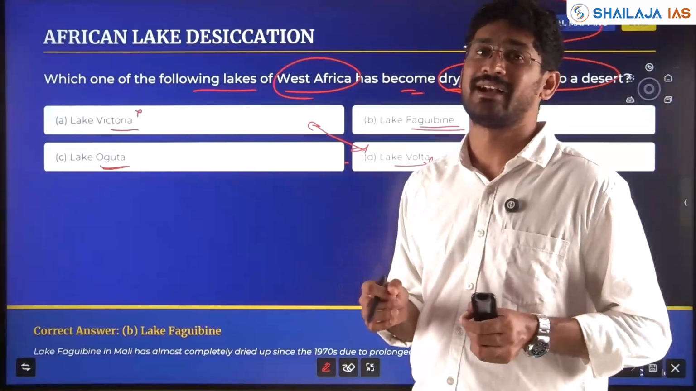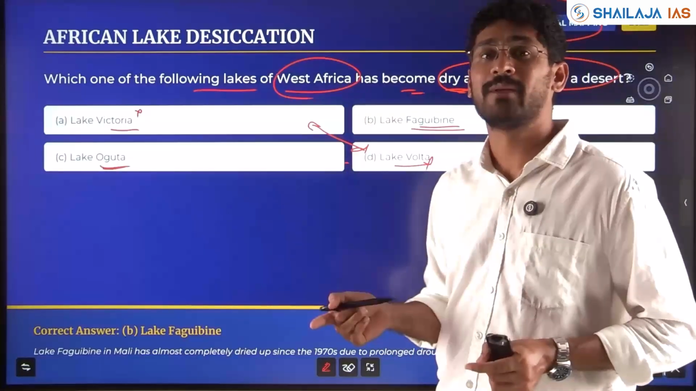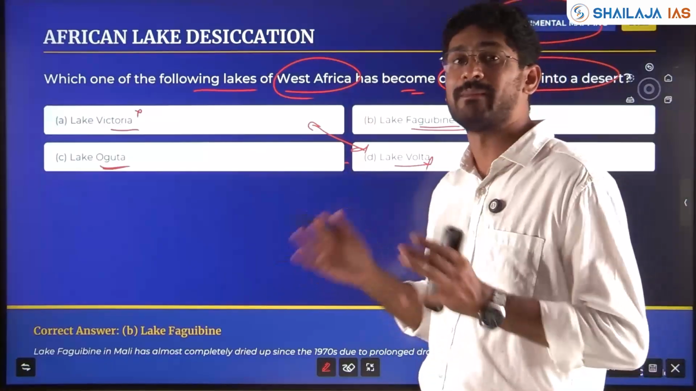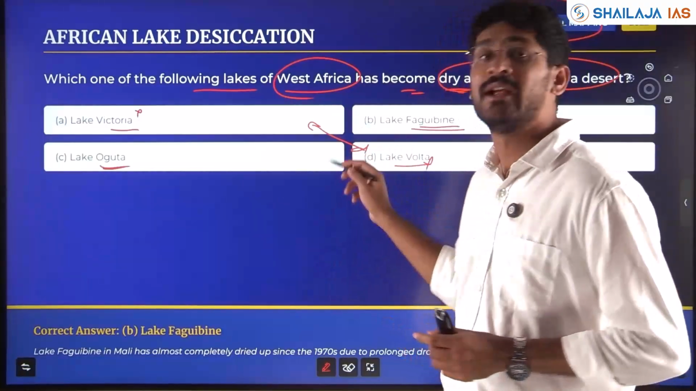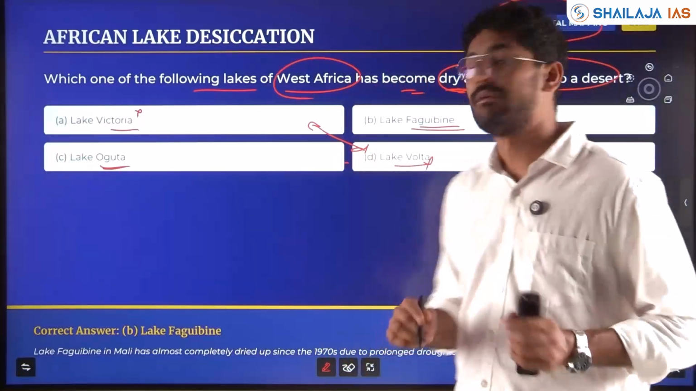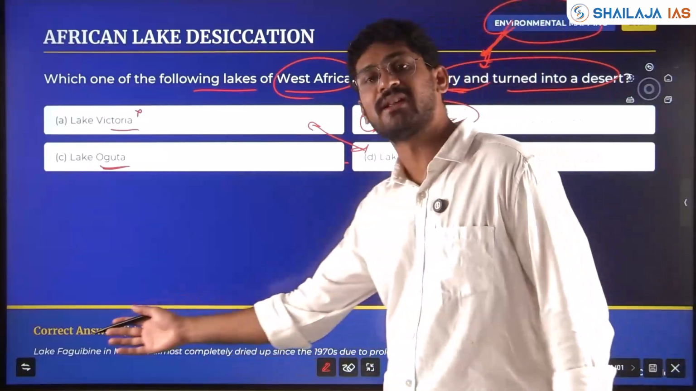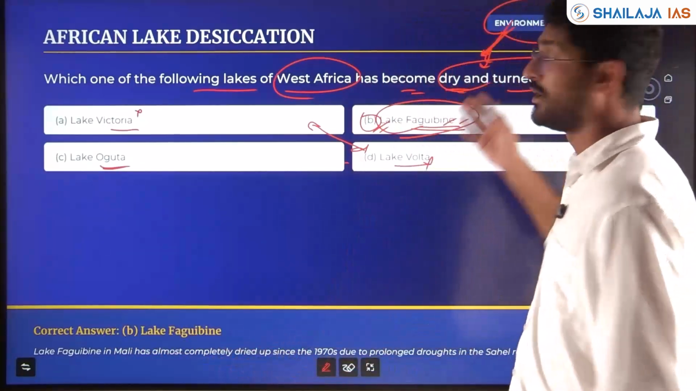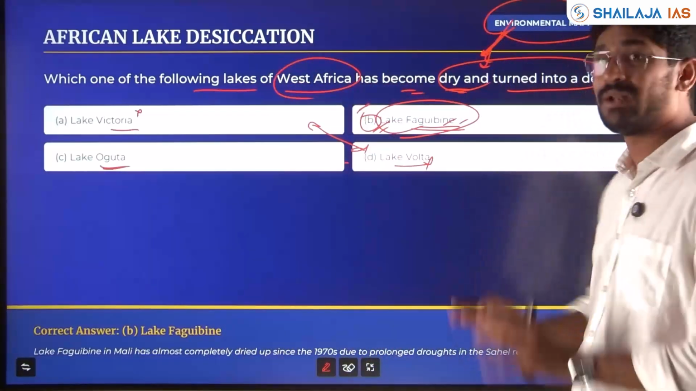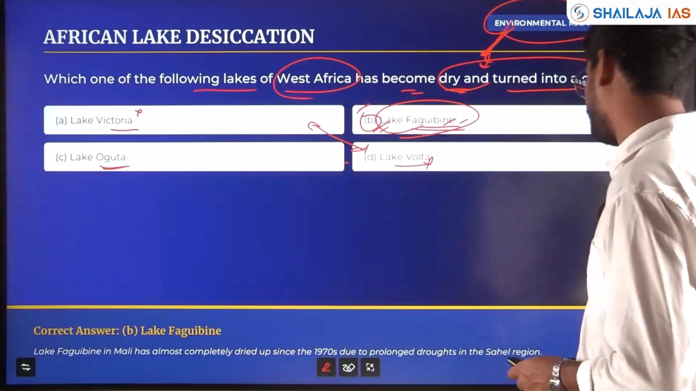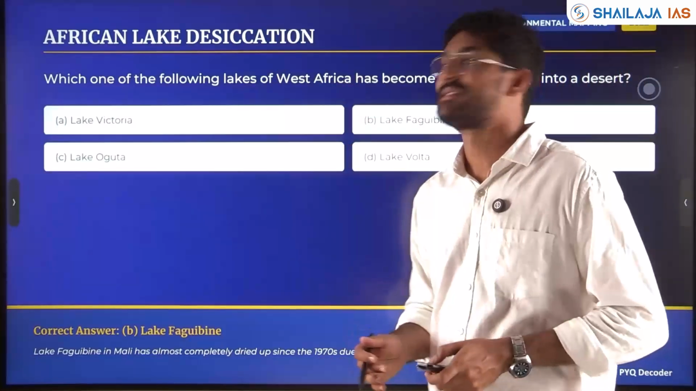But if you have studied current affairs, logically you can eliminate these two statements because these are famous. You'll be doing mapping. Any famous place in news will always be highlighted in media, in newspaper also. You will end up with B and C here. However, if you have knowledge, you know that Lake Fagubin was in news because almost from the 1970s it was drying up, and in 2022 that lake was in news because of completely drying up and turning into a desert condition. Due to prolonged drought in the Sahel region, that African region is called the Sahel region.